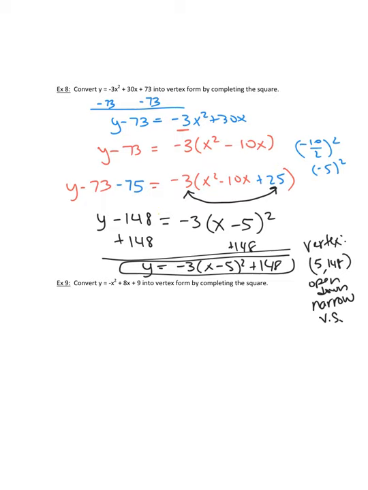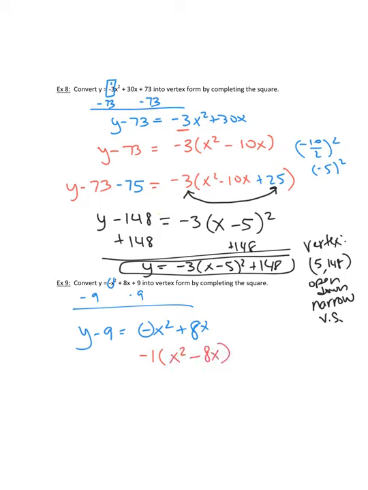Okay, we'll do one more. Remember, we're only doing this when the a value here is greater than 1 or something other than 1. So in example 9, your a value is negative 1. And that's why you're going to have to follow similar steps. So first move the 9, subtract 9. So I have y minus 9 equals negative x squared plus 8x. Since I have a negative here, I have to pull out a negative 1 as my GCF. So it would be negative 1 times x squared minus 8x, to get me back that positive.